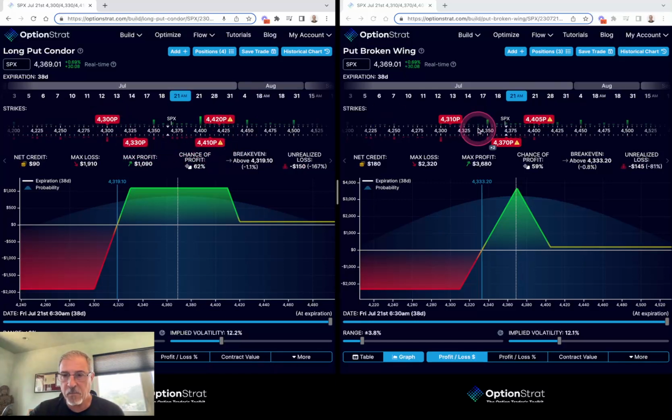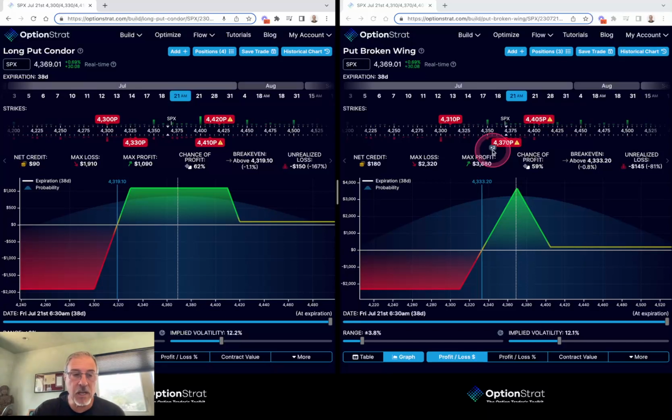The exact same thing is true of the butterfly, with the exception of these two short puts. The two that we're selling are at the exact same strike. So you can see this says ×2 here. That's the only real difference. A condor and a butterfly are essentially the exact same trade. It's just all about where those short puts are at.